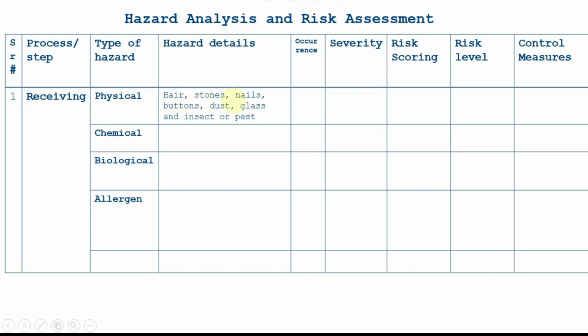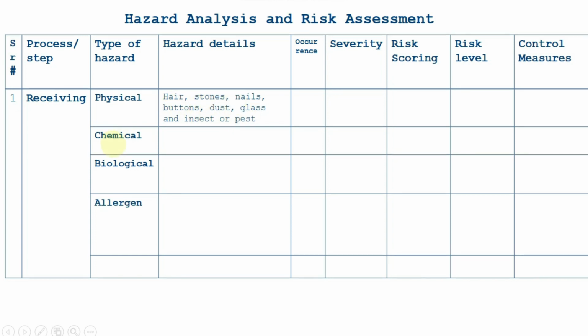So against chemical hazard, you need to mention what chemical hazards can enter into your product at the time of receiving. So I have mentioned cleaning chemicals and pesticides.